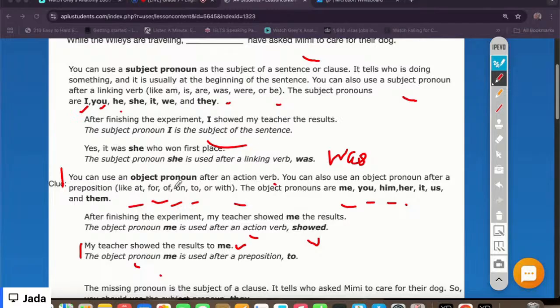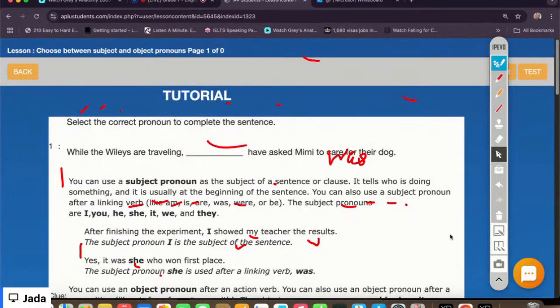So an object pronoun can be used after an action verb, or it can be used after a preposition. So that's it for the object pronouns. So let's look at some examples.